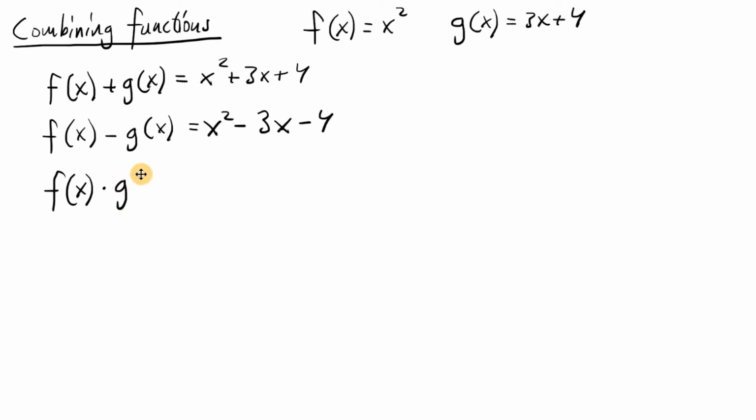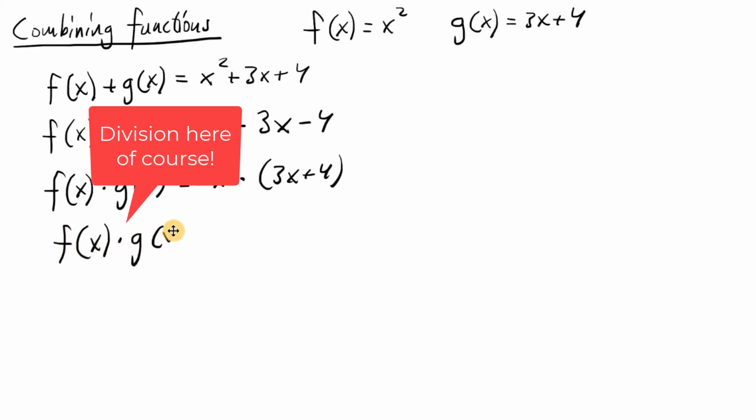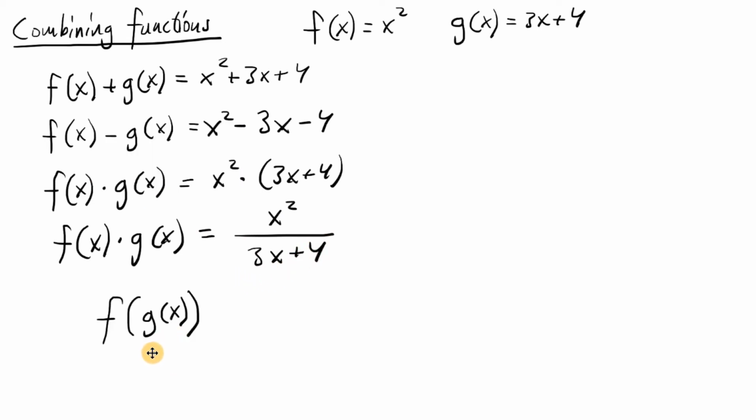Or you can take the product of two functions. In this case you will get this. You can also take the quotient. So in this case you get this one. Then you can also make function compositions. If you take one function and put that into another function, then you have a function composition of f and g. You can also write this as f of g.